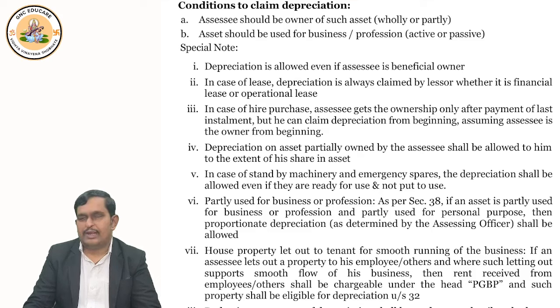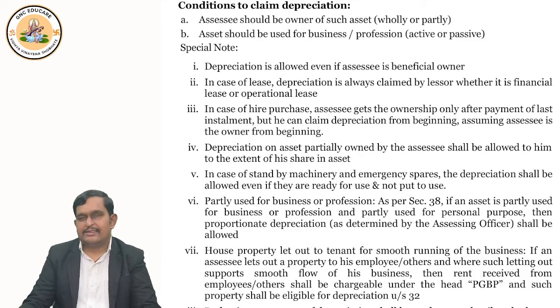Now, I'll tell you one thing. If an asset is partly used for personal and partly used for business. Suppose, for example, in my residential building itself, I have my YouTube studio. Now, the YouTube studio is used for business and the balance portions of the house I am using for my residence. Now tell me, part of the asset is used for business and part of the asset is used for personal. Tell me what to do.